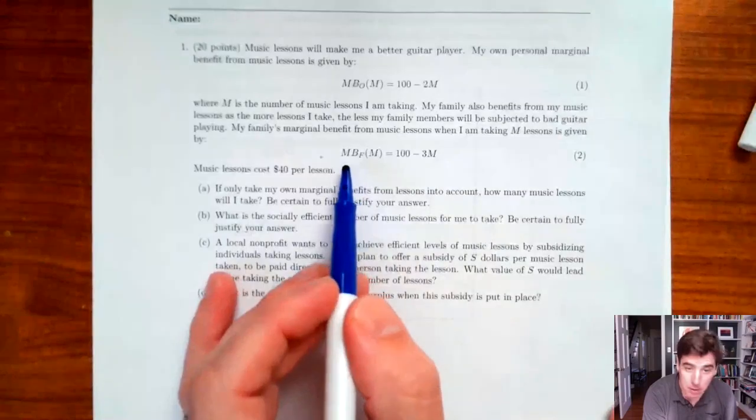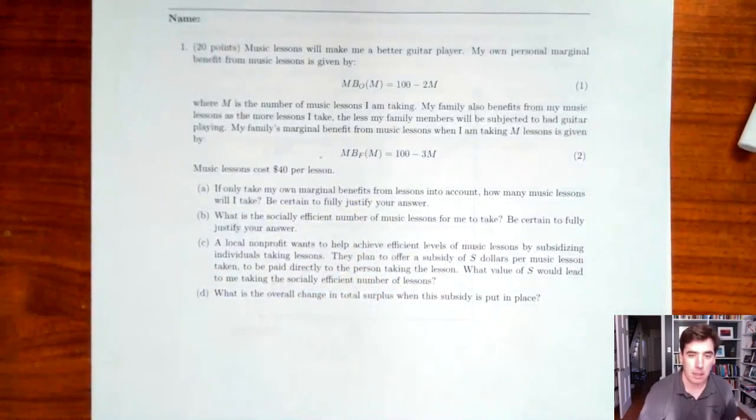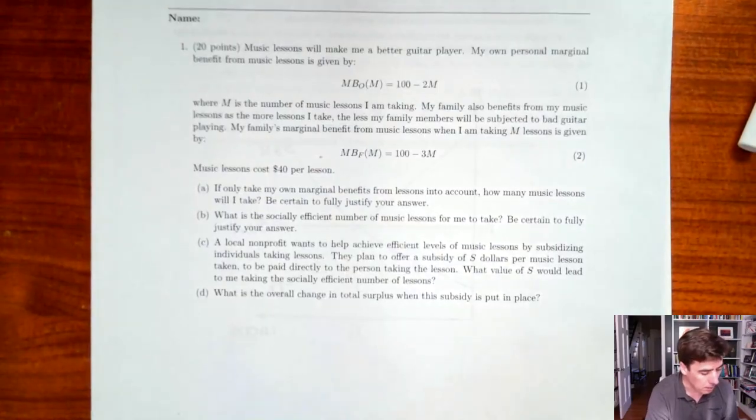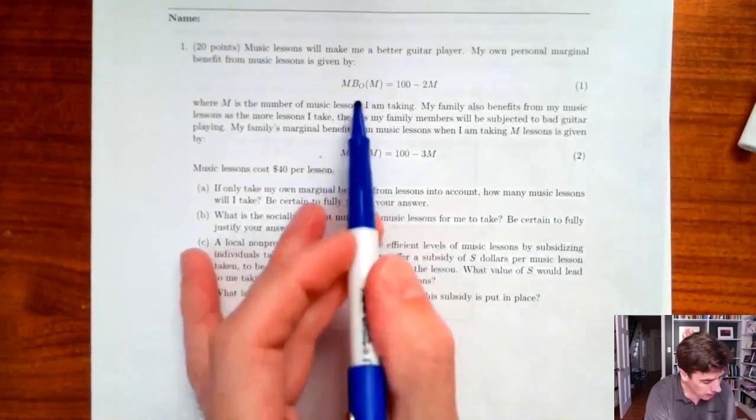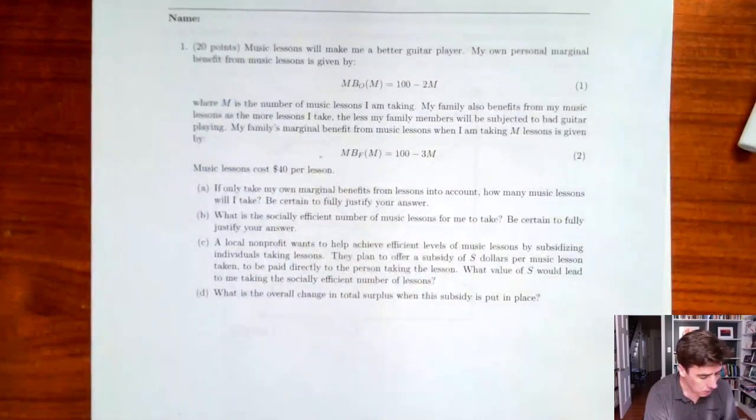Right away, knowing that my family has a marginal benefit tells me that there's a positive externality in this market. That's something I'm going to have to keep in mind when thinking about the difference between the number of lessons I'll choose and what the socially efficient number is. But likely the question is going to walk me through that. We've got these two equations for the marginal benefit, so those clearly stand out. It's easy to go back and reference them.